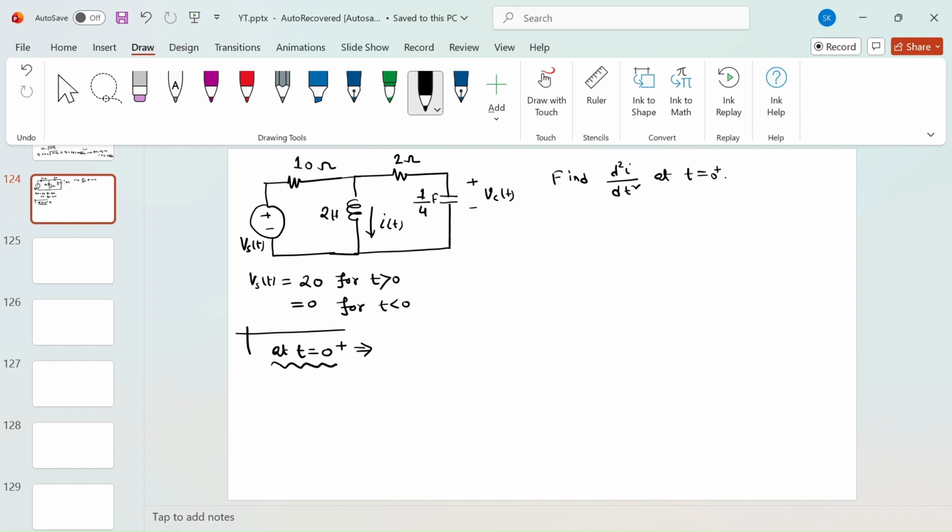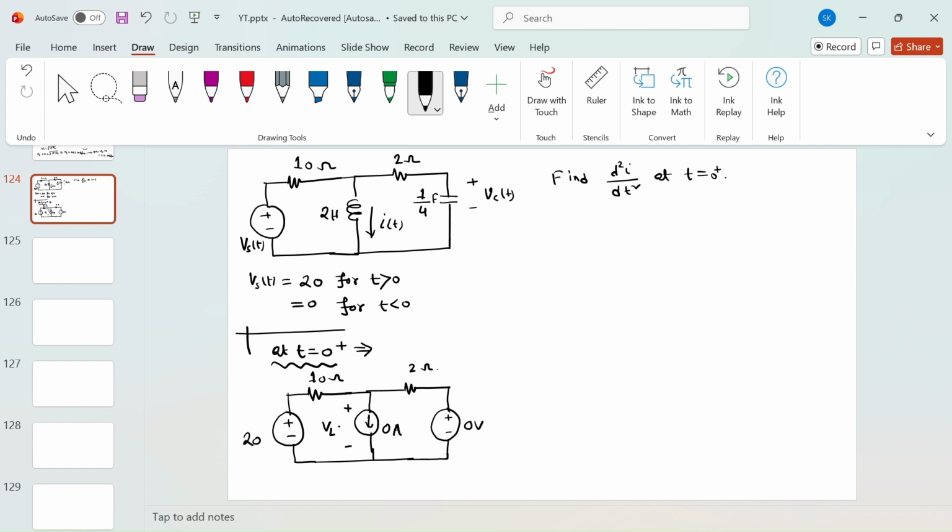So let me draw the circuit first. This is 20, this is 10 ohm, and the initial inductor current was 0 ampere. So for t equal to 0 plus also, the inductor current will be 0 ampere, and this is 2 ohm, and this is my voltage source of 20 volt. This is 2 ohm. Now a few things we can find out from here. Let's say this is my VL of 0 plus, this is my IC of 0 plus.